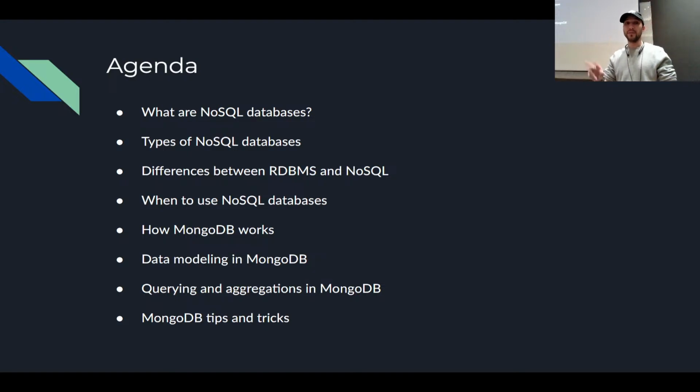And for the second half, I actually have a GitHub repository prepared for you guys already that you can clone down. And you can set up a MongoDB instance using Docker, and we can go through it together. Okay? So we'll go over how MongoDB works. We'll go over some data modeling in MongoDB because it is completely different from an RDBMS. And then we'll go over queries and aggregations in MongoDB because that's a little bit tricky. We'll also cover inserts and updates, but they're not too difficult. And then we'll end with a couple of MongoDB tips and tricks.